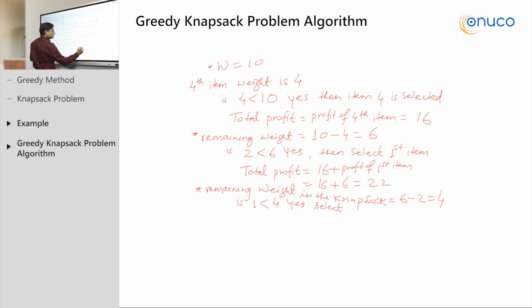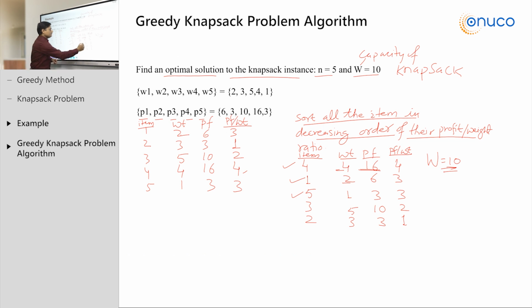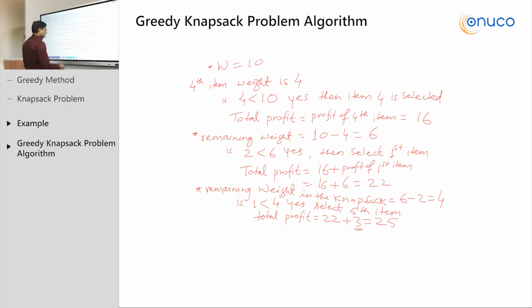Select the 5th item. In that case, what will be the total profit, friend? Total profit is equal to 22 plus, and what is the profit of the 5th item? It is 3. So it is 25. 3 here, 3 is the profit of the 5th element. Now we are going to find the total profit again.